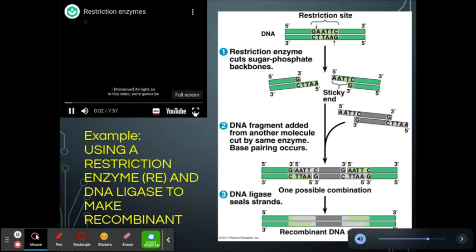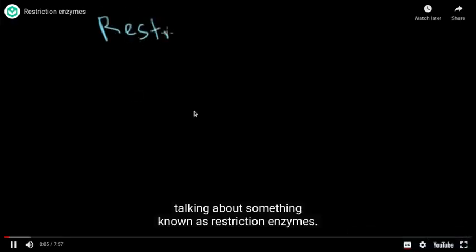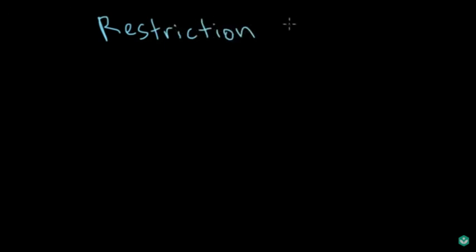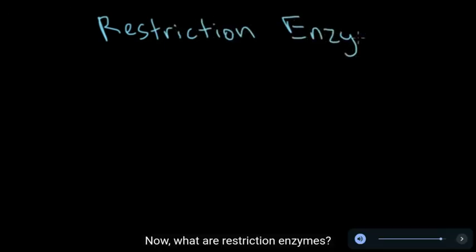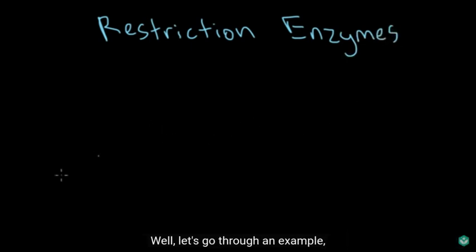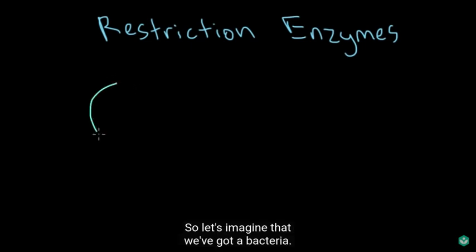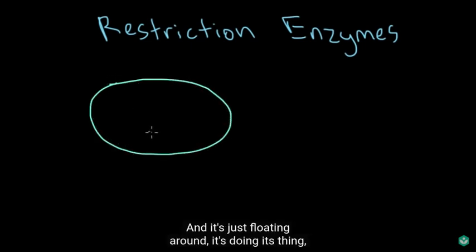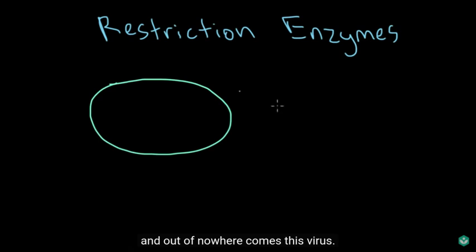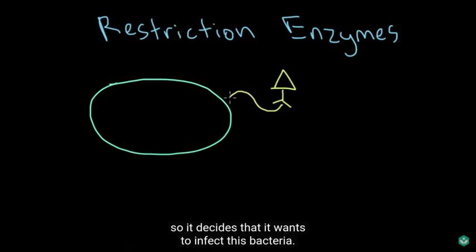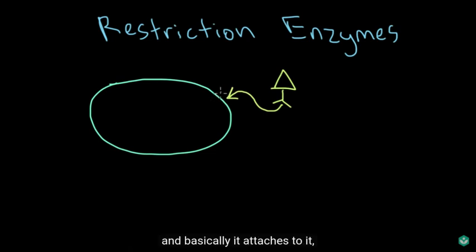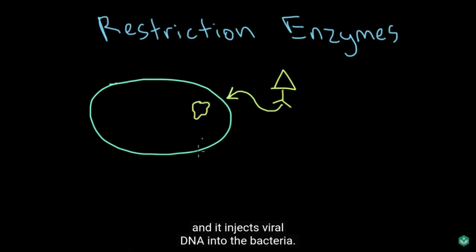All right, so in this video, we're going to be talking about something known as restriction enzymes. Now, what are restriction enzymes? Well, let's go through an example, and hopefully that'll help answer that question. So let's imagine that we've got a bacteria, and it's just floating around, doing its thing, and out of nowhere comes this virus. The virus decides that it wants to infect this bacteria. So it attaches to the bacteria, and it injects viral DNA into the bacteria.